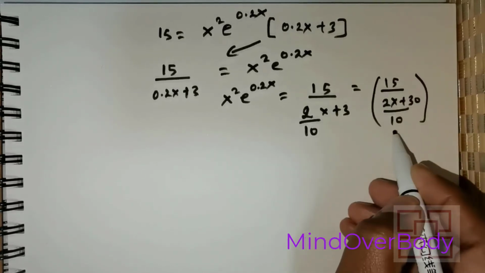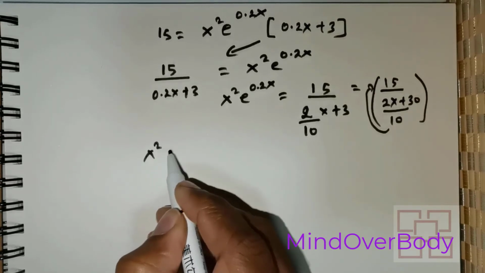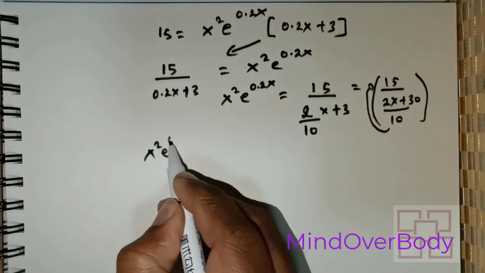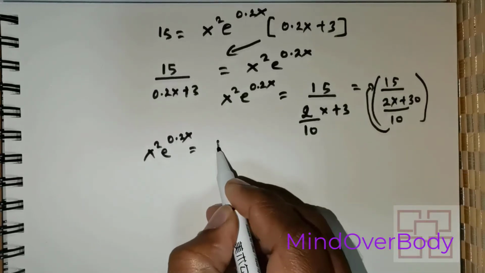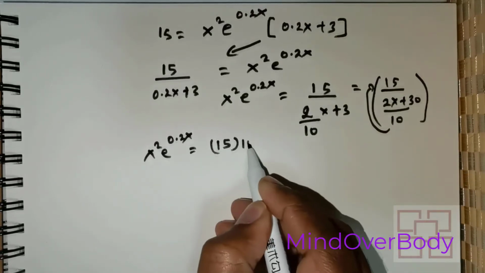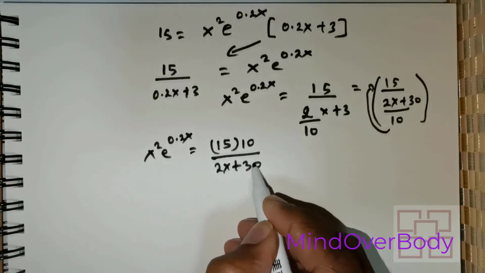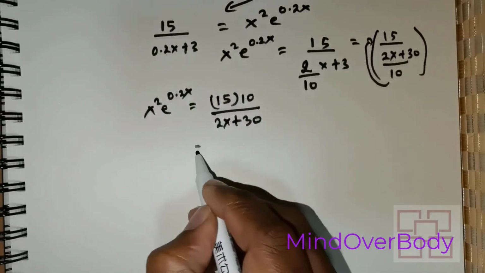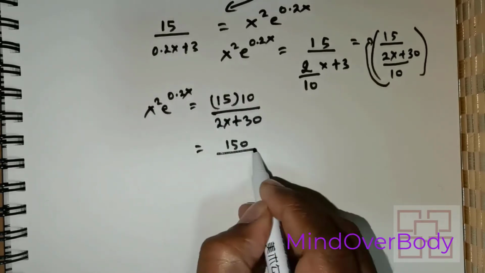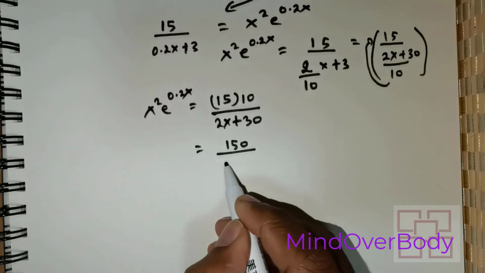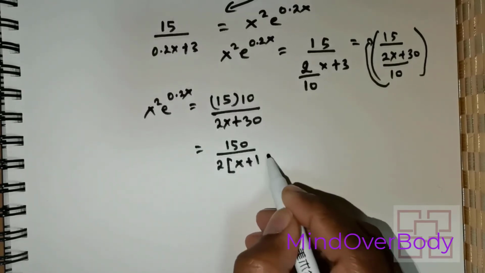Okay, now what I can do, I'm going to flip this 10 to the numerator, so that would give me x squared times e raised to the power 0.2 times x on the left. When I flip that, it's going to be 15 times 10 divided by 2x plus 30. This is what I've got. Now 15 times 10 would give me 150 divided by 2x plus 30, so I can take the 2 out. That would give me x plus 15.